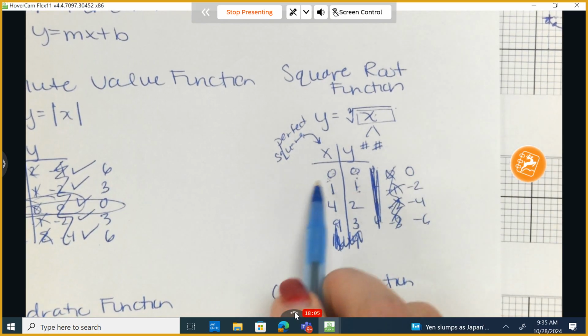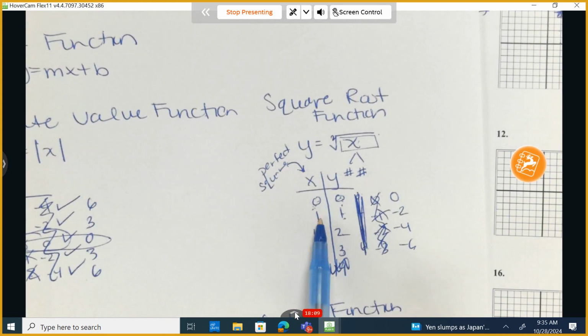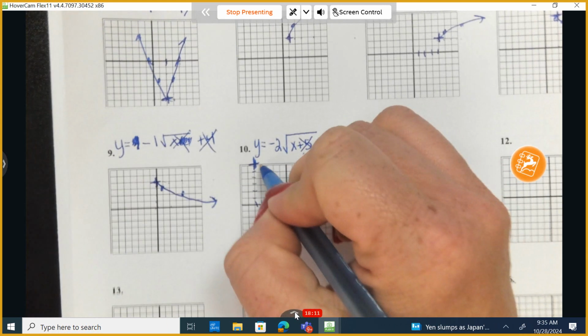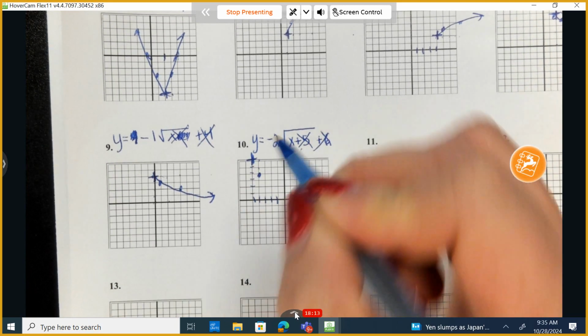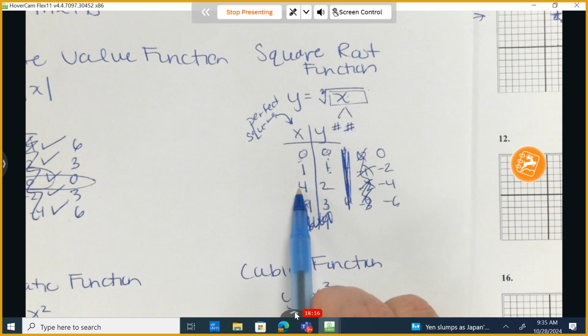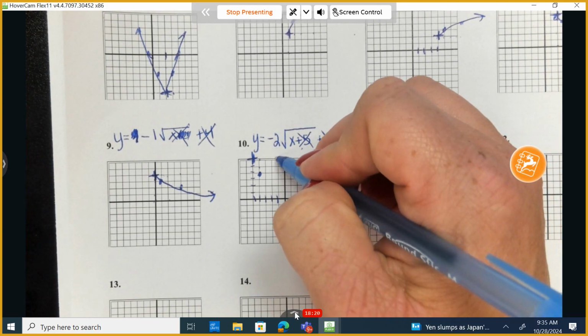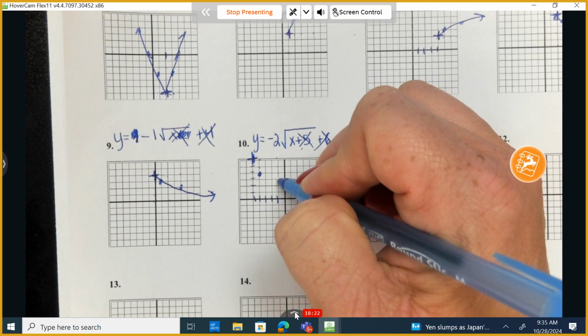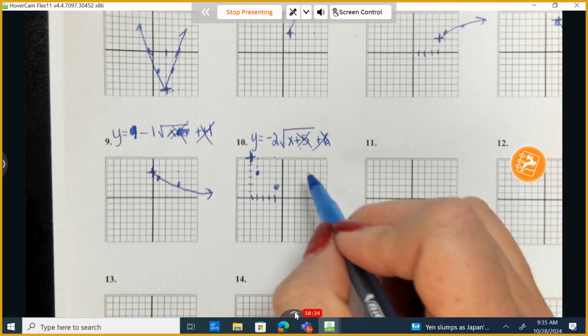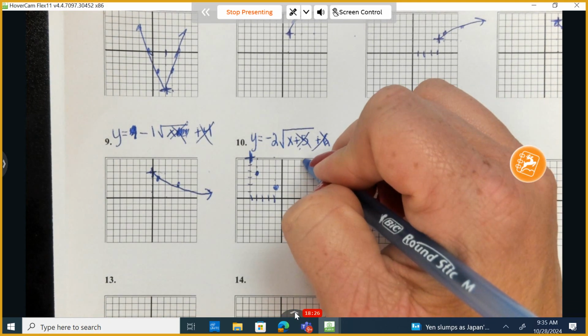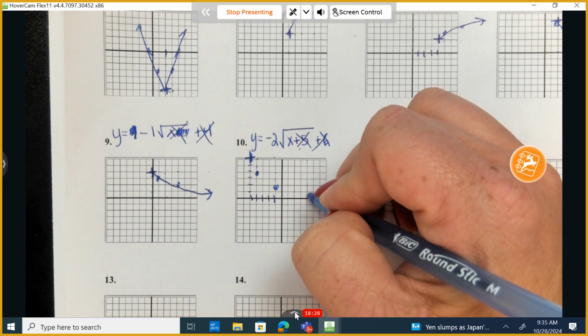How does this help me? 0, 0 is my bullseye. This tells me the directions from the bullseye go 1 to the right and down 2. Then I'm going to go 4 to the right and down 4. 1, 2, 3, and 4. Last, I'm going to go 9 to the right. So 9 to the right is all the way here, and I'm going to go down 6.